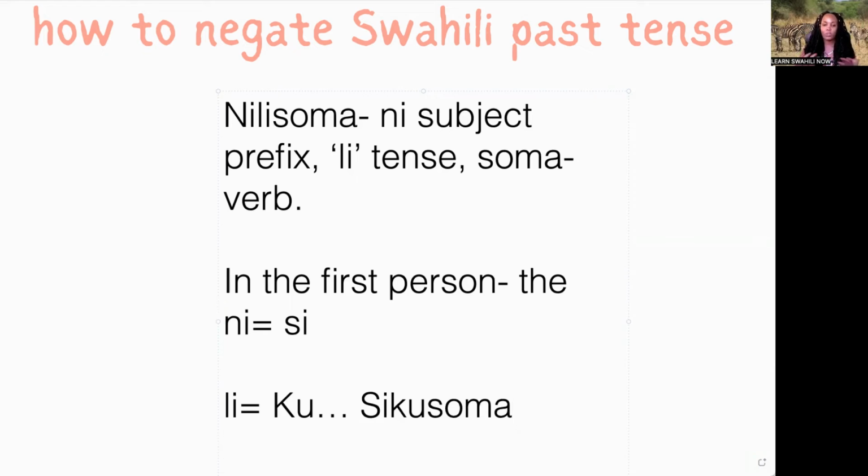So now that we know that, how would we negate nilipika? If you said sikupika, then you are correct. And that, my friend, is how you negate the past tense using the first person. So I encourage you to go ahead and try to negate as many verbs as you can using the first person, and then of course it's going to become second nature.